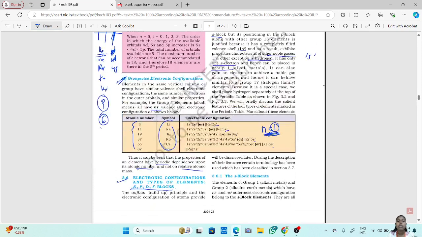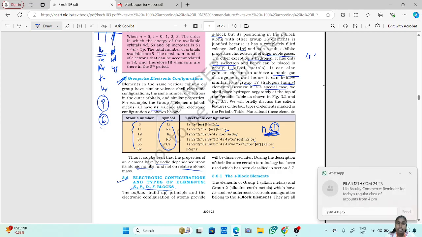So because it shows dual behavior, it can behave similar to group 17. It can also get converted to a noble gas. Because of this, it is a special case, right? It has two things. One is noble gas. Another thing is it can behave as group 17, that is the halogen family. So because of these two reasons, hydrogen is placed separately on top of the periodic table.